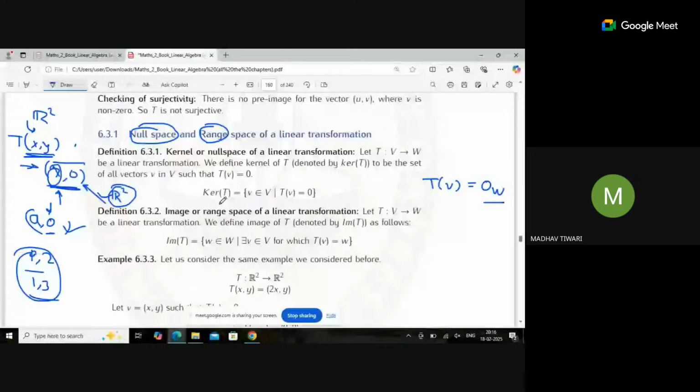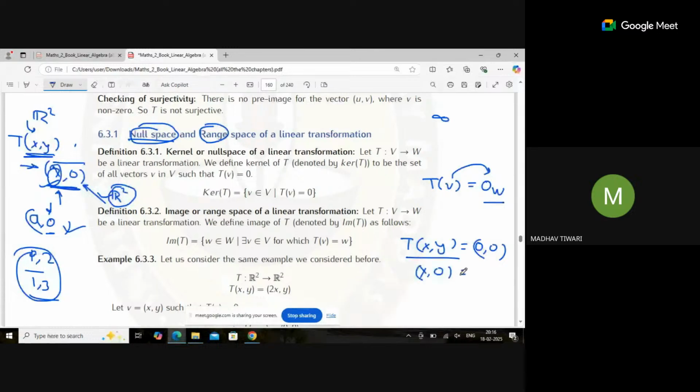Null space basically constitutes all those vectors from the domain whose image is the zero vector inside the range space. There may be infinitely many such points in most cases. Suppose we write T(x, y) equal to the zero vector. What is the zero vector? (0, 0). The transformation gives (x, 0), so it is (0, 0).